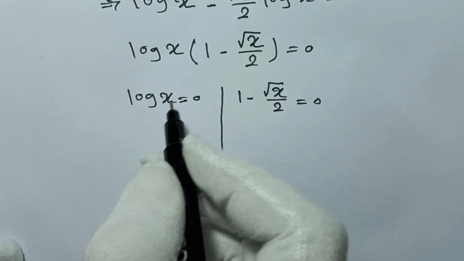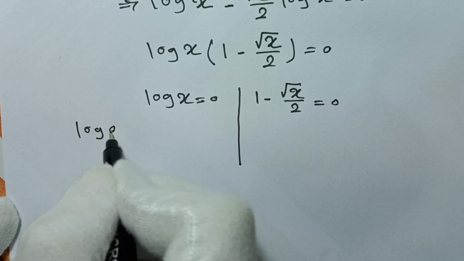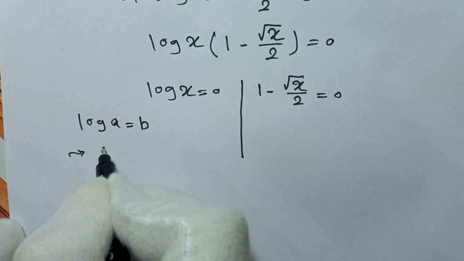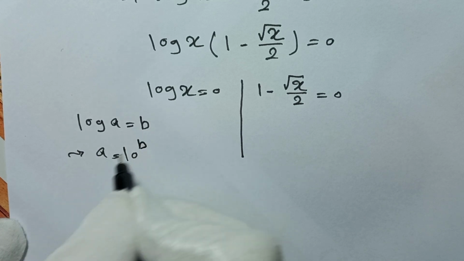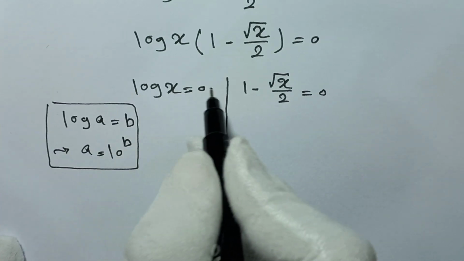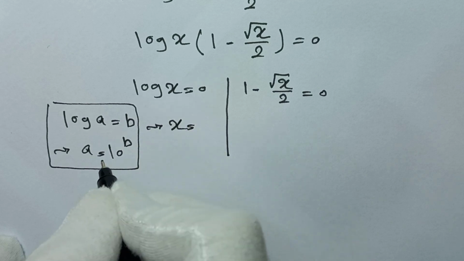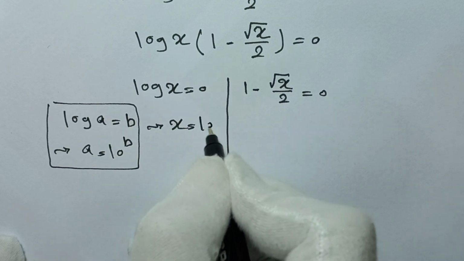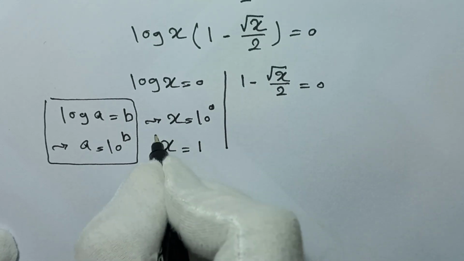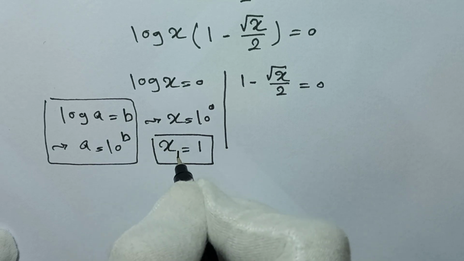Here, from log rules, if we have log of a equals b, from here a equals 10 to the power of b. So here we have log of x equals 0. So from this formula we have x equals 10 to the power of b. b is 0, so it will be 10 to the power of 0. And from here x equals 1. So this is our first answer, and we can write this as x1 equals 1.